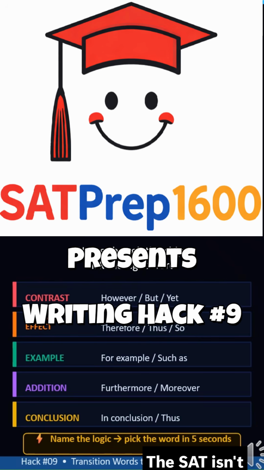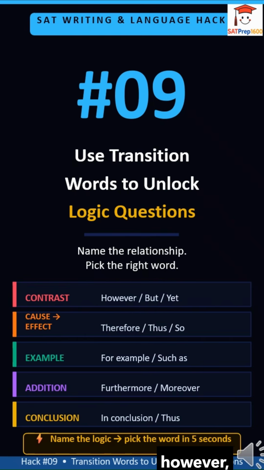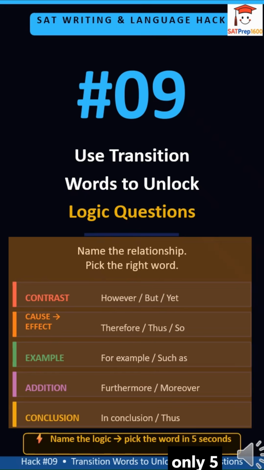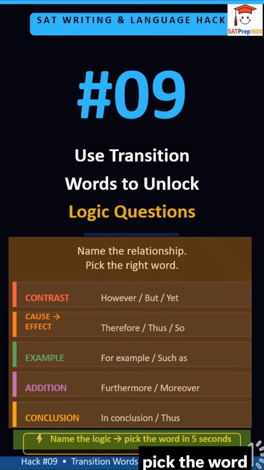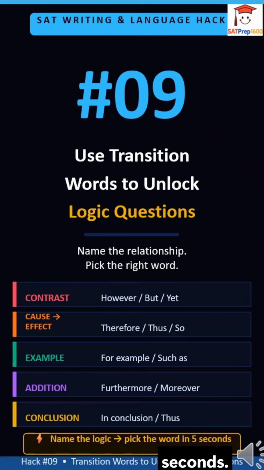The SAT isn't testing whether you know what "however" means. It's testing whether you understand the relationship between the two sentences on either side of the transition. And there are only 5 relationships. Name the relationship, pick the word that fits it, and you're done in 5 seconds. Welcome to hack number 9. Use transition words to unlock logic questions.